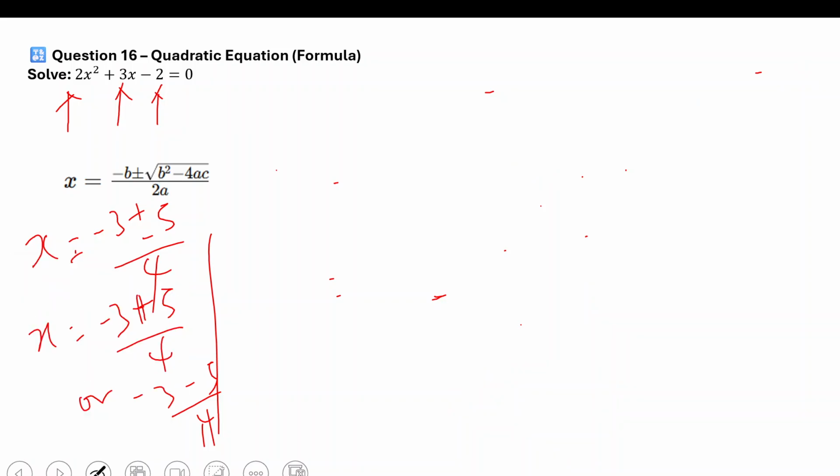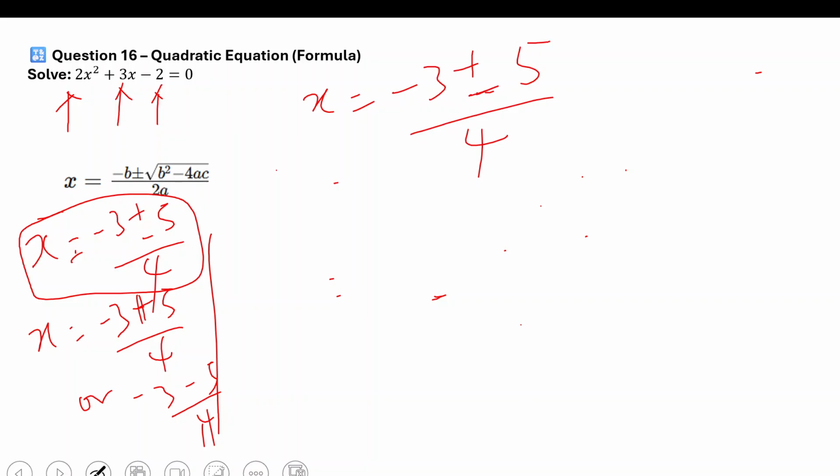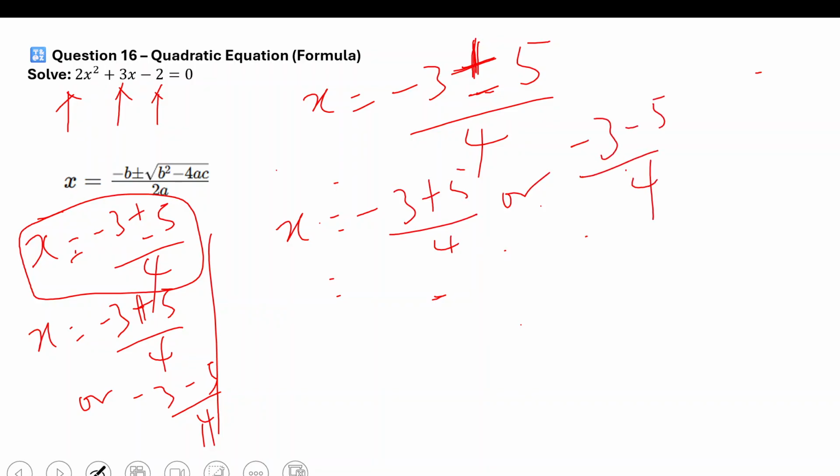So when we get to this point, let me mark the point out and do it again here. When you have x equals minus 3 plus or minus 5 over 4, just know that you're going to have two solutions. The first solution is dependent on this operation up here. So I'm writing it as x equals minus 3 plus 5 over 4, or minus 3 minus 5 over 4. What we have done is to split this into two using these middle operations.